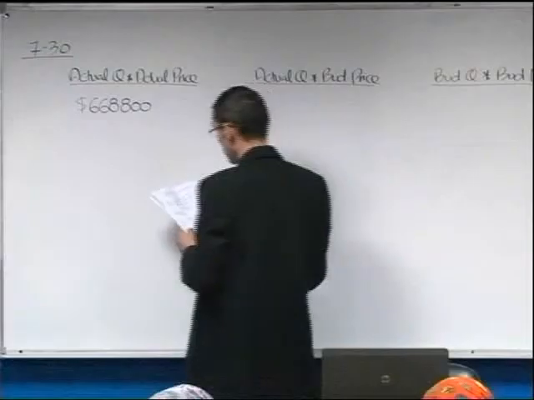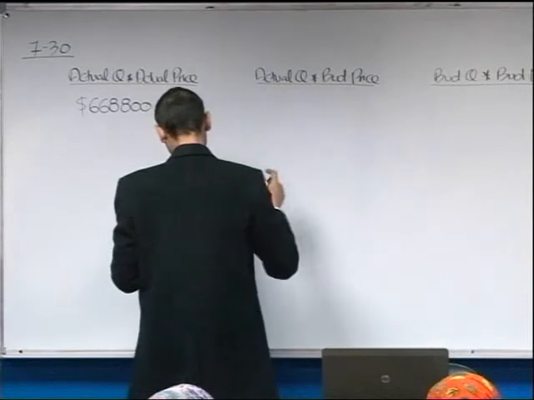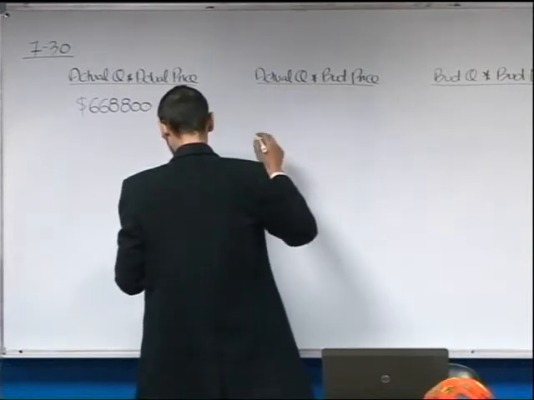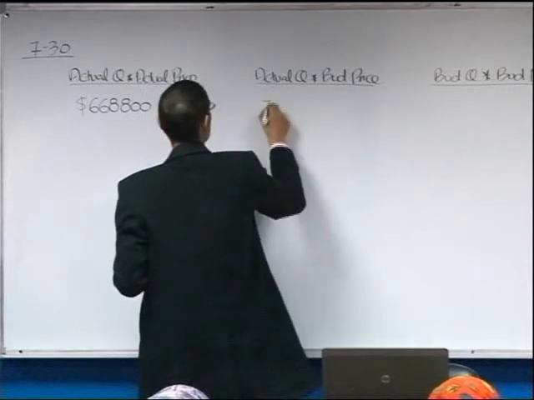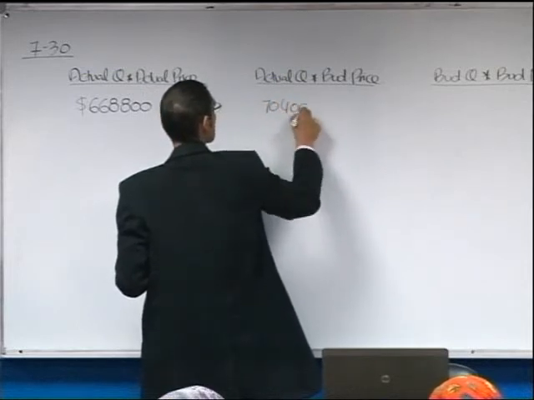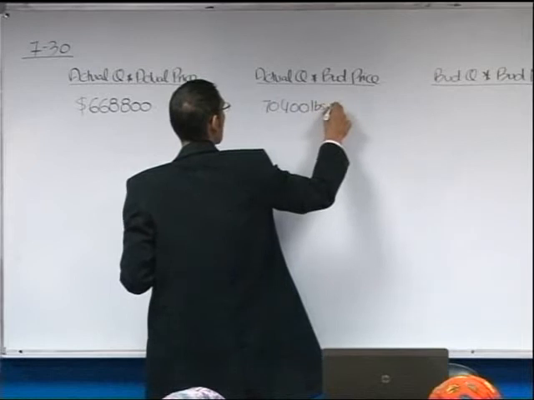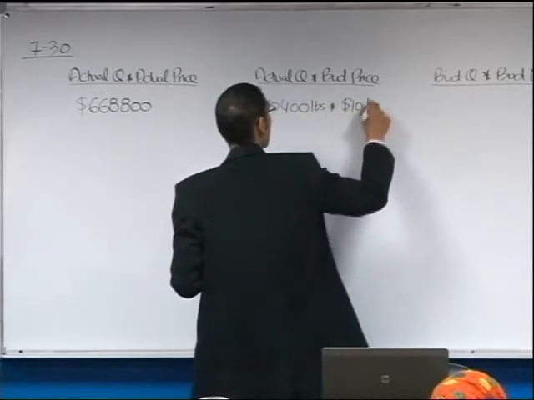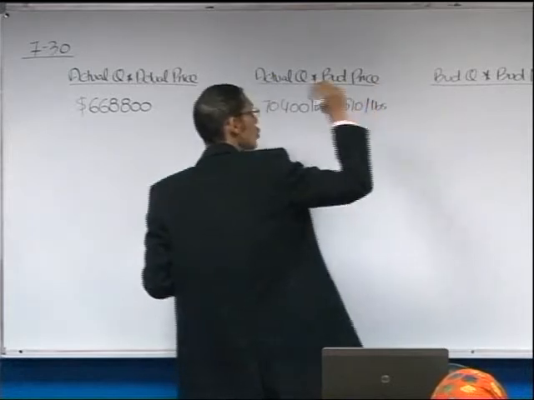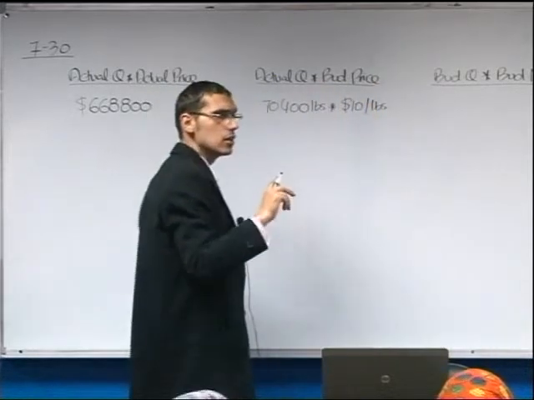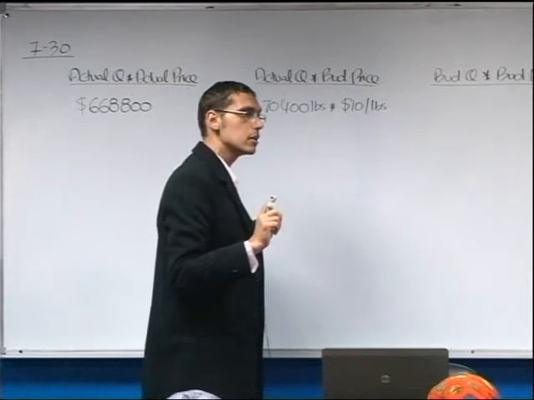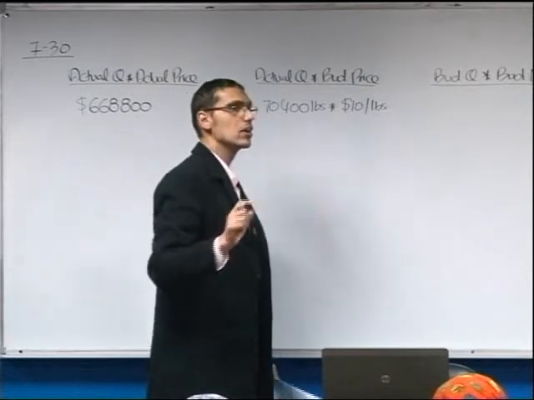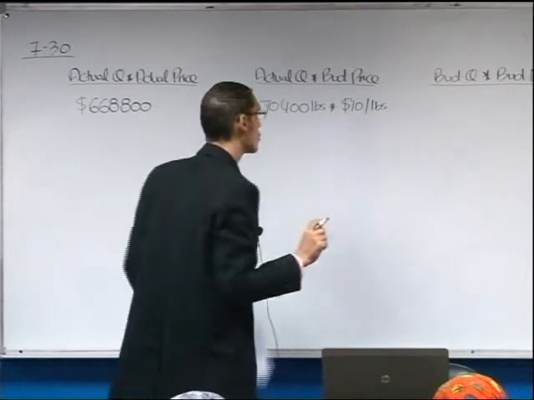Therefore, the actual quantity is 70,400, which is given, multiplied by the budgeted price, $10 per pound, which is also given. As we can see here, the amounts are given. The budgeted price is given in the question, and the actual quantity is also given in the question.